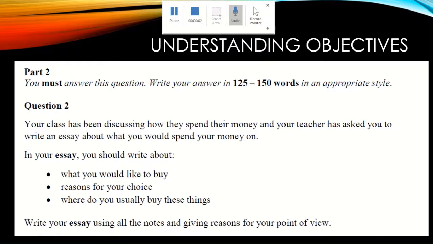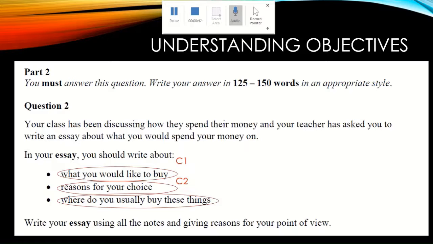After we have understood the topic of the task, let's move on and continue reading the instructions. In your essay, you should write about what you would like to buy, the reason for your choice, and where you usually buy these things. Write your essay using all the notes and giving reasons for your point of view. From this part of the instructions, we can find the writing objectives in bullet form. First objective, what would you like to buy? Second objective, reason for your choice.